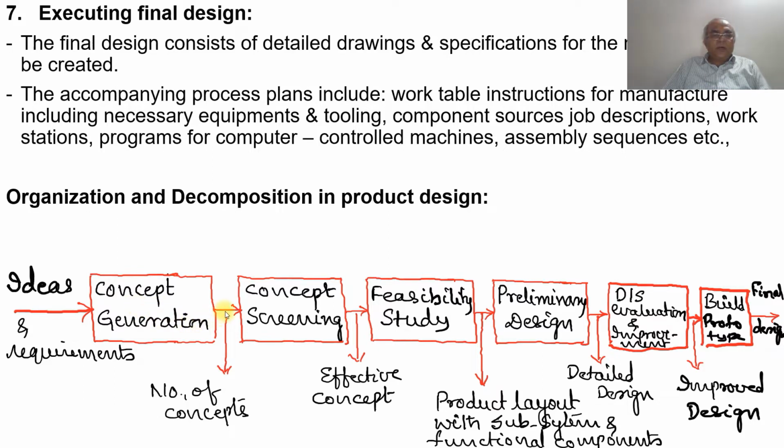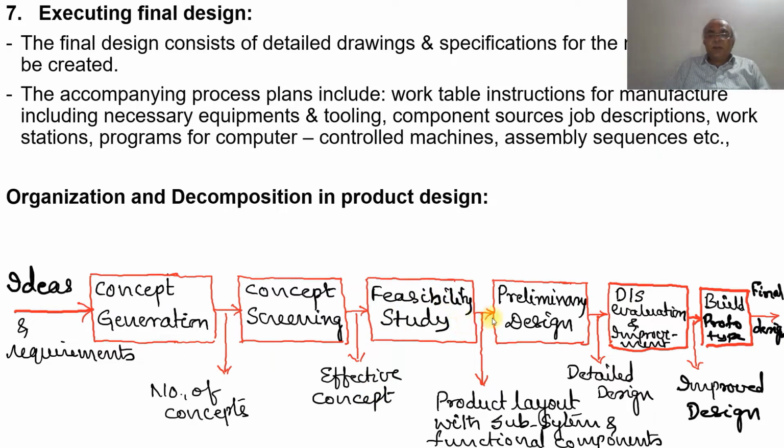What you get out of this is a number of concepts. Once you get the concept generation, it goes to concept screening, where we eliminate concepts so that we have the effective concept. Then, once you have the effective concept, we use a feasibility study. That means checking whether the concept we have considered is feasible or not.